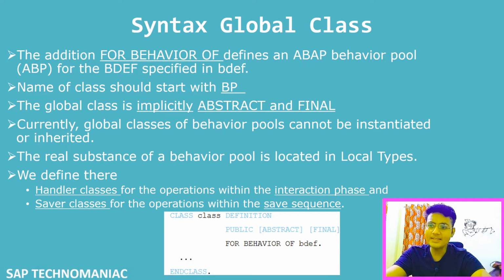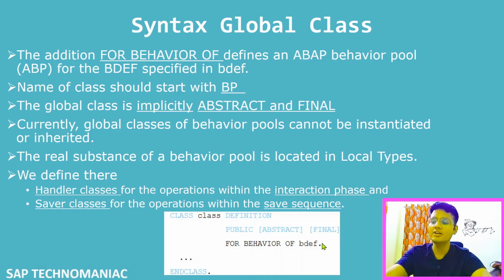If we talk about the syntax again, for a normal class we define the class name, public, abstract, final, then end class. But for the behavior class we have some additional syntax, FOR BEHAVIOR OF, and we have to give the behavior definition name there. This is the additional syntax, and this class is only useful from the perspective of RAP. You can't create this kind of class normally, but in RAP we have this additional syntax, FOR BEHAVIOR OF, and you have to give the behavior definition name at the end of it.